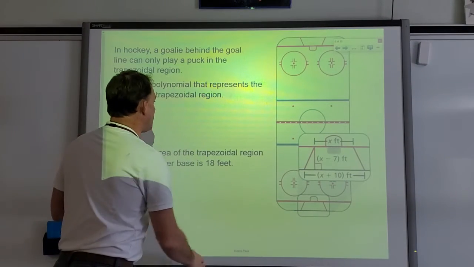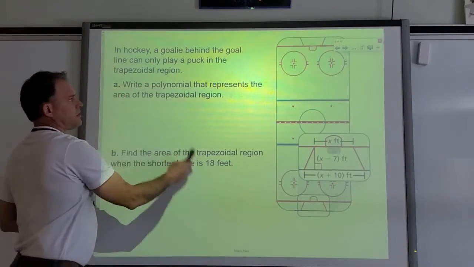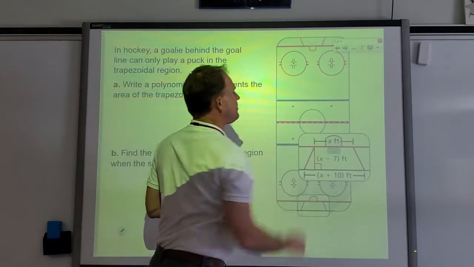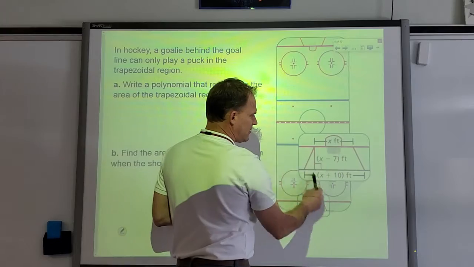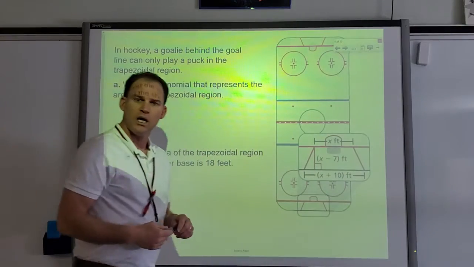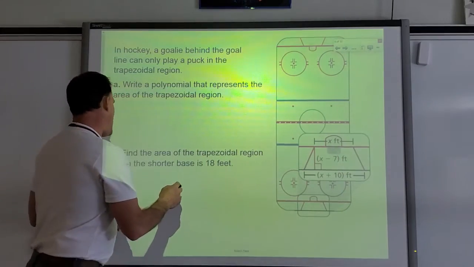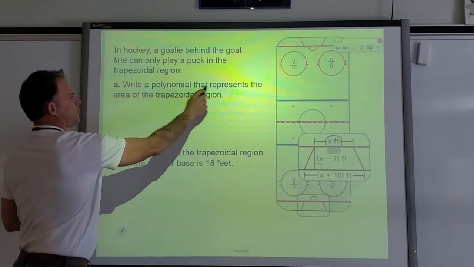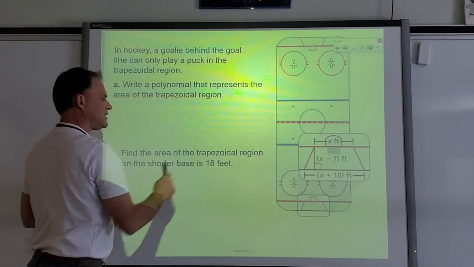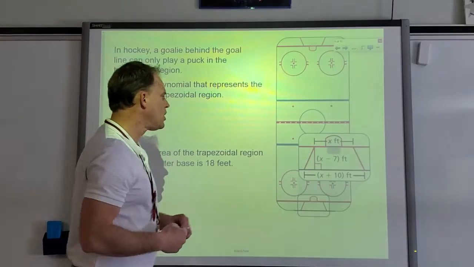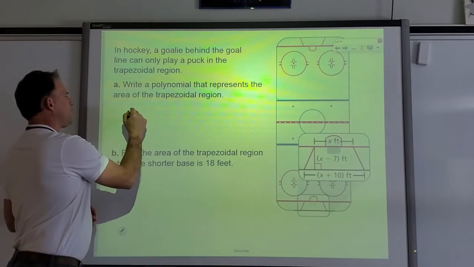All right, so this talks about this trapezoid area back here behind a hockey goal. It gives us the dimensions of our hockey goal. It says write a polynomial that represents the area of the trapezoid, then find the area of the trapezoid if the short base is 18.